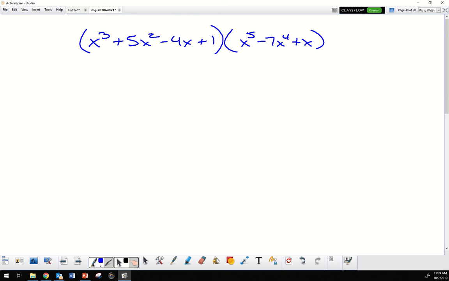So we're going to do a couple things here. First, I'm going to label it what it is. So this is F, and this is G. So the product rule is going to look like this. It's F prime G plus G prime F. That is the product rule, where F prime and G prime refer to the derivatives of their respective functions.